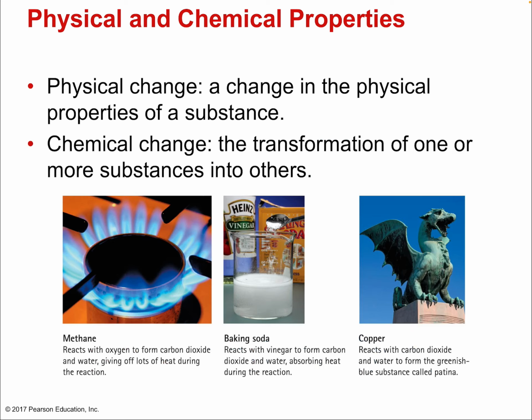A chemical change is the transformation of one or more substances into another. All right, so methane reacts with oxygen to form carbon dioxide. So you have methane, a chemical compound, a molecule, mixing with a different atom in this case, but still, we started with at least one molecule, and then we're going to form a new molecule. So these are molecular processes. All right, baking soda reacts with vinegar, both molecules, to form carbon dioxide and water, forming new molecules. So those are all chemical changes, all right? And copper reacts with carbon dioxide and water to form the greenish blue substance called patina, all right?